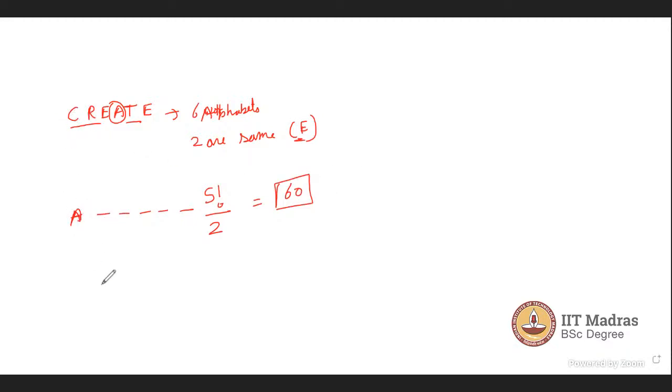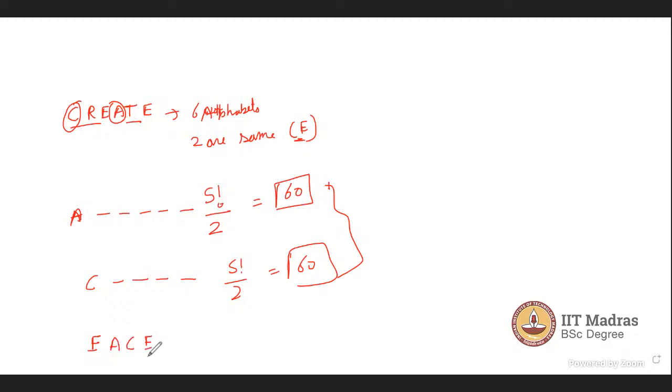Got it now. I made a mistake, I didn't divide it by 2. Now we fix C, then again 5 factorial by 2, it's 60. So you see my 120 words are completed. Now next my alphabet will start with E. After E, it will go in alphabetical order. E, A, C, D, R, D. So this will be the answer.